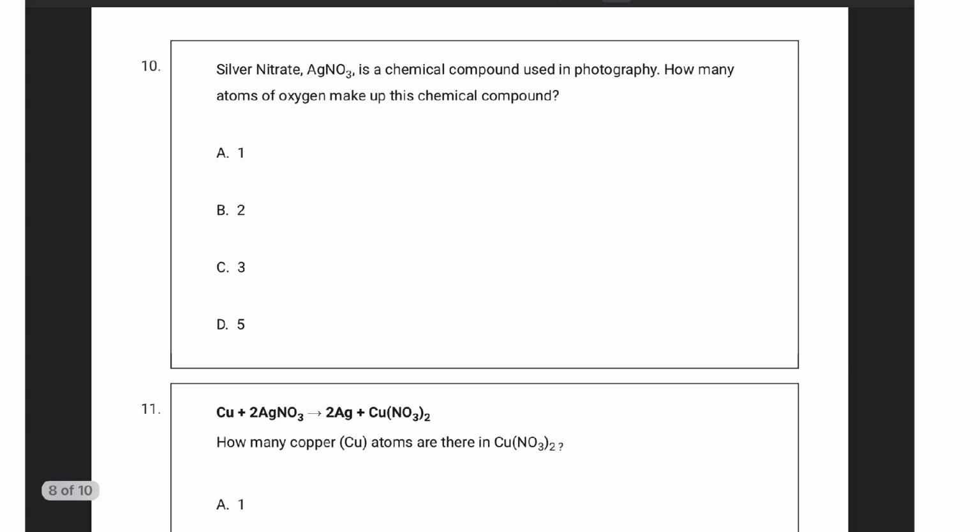All right, number 10. Silver nitrate, AgNO3, is a chemical compound used in photography. How many atoms of oxygen make up this chemical compound? So we're looking at oxygen, so we don't need to worry about the Ag or the N. So we have O3. What are we looking at? Right there. That's our answer, 3.